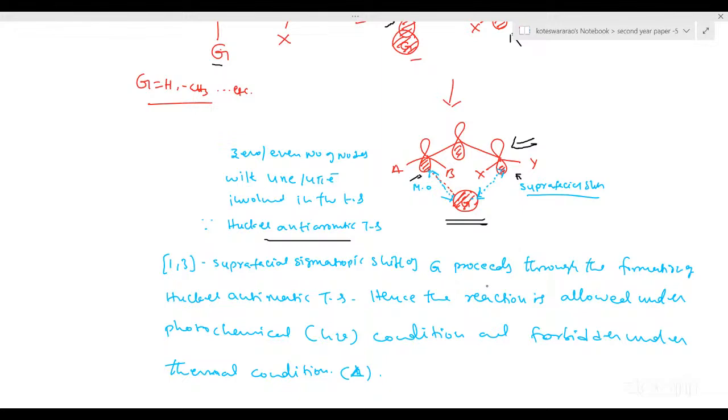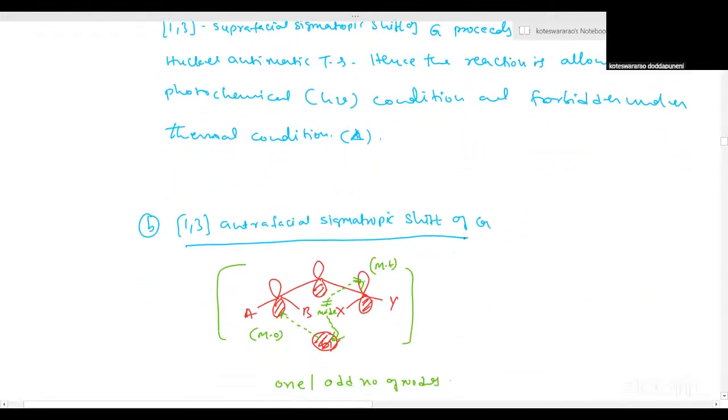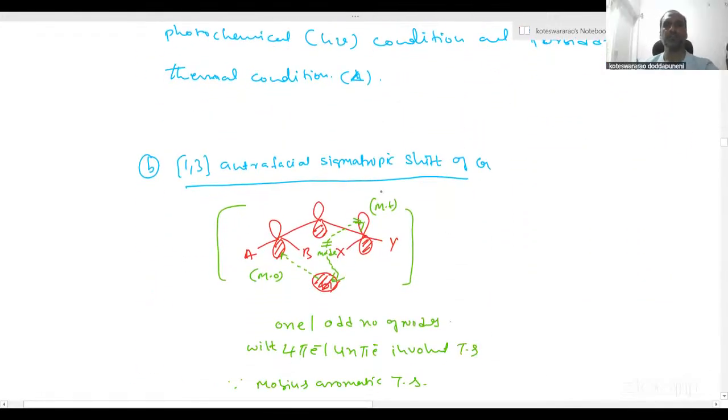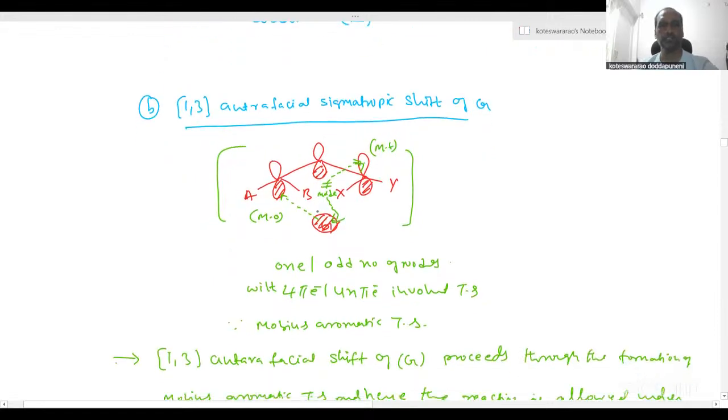Okay, sir. Next, the antarafacial mode of shifting. Look here, a very beautiful color picture is given. This is the pi system. This is the migrating group. It is in the transition state. This migrating group is partially interacting with the migration origin.